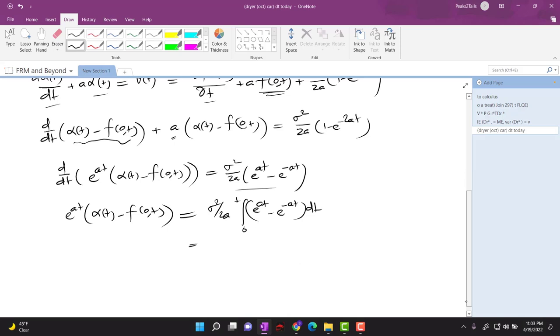So this is equal to sigma square by 2a times the integration of e to the power at, which will be e to the power at divided by a. Again, here also I'll have a, so I'll take a outside. It will be 2a square, and this is nothing but, if I put the upper limit, it will be e to the power at minus e to the power minus at. This will become plus because the integration of this will be e to the power minus at divided by minus a, right? So minus minus will become plus. When I put upper limit t, it will be this much. When I put lower limit, remember e to the power 0 is not 0, so it's 1, right?